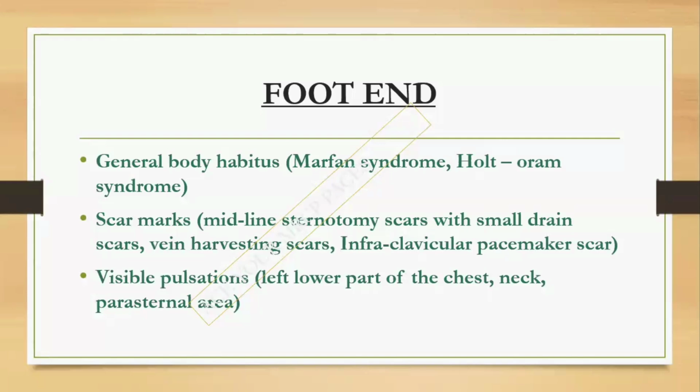Also, you can find an infraclavicular pacemaker scar. It can be present in the upper part of the chest, especially on the left side. Meanwhile, you can look for visible pulsations from the forehead, and then you will confirm it when you come towards the right side of the patient. Now you will also comment on the area where the visible pulsations are present. If it is a hyperdynamic chest, then you can find visible pulsations all over the chest. They can be present in the left lower part of the chest, as well as in the neck, as well as in the left parasternal area. So always try to comment where the pulsations are present.